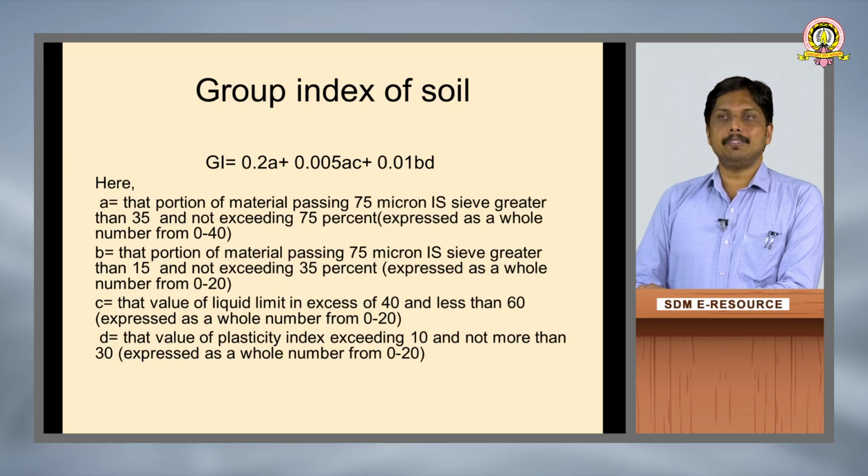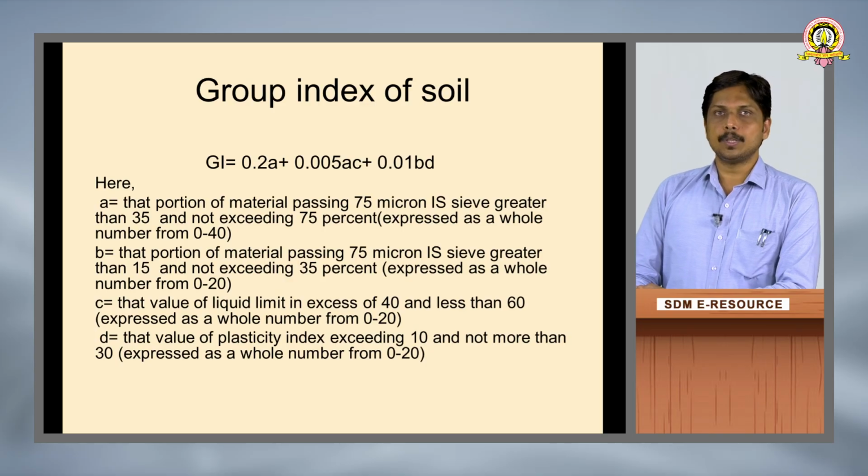And the value of B will be like this: that portion of material passing 75 micron IS sieve which is greater than 15 and not exceeding 35, which is expressed as a whole number between 0 to 20. Again, same thing: if the percentage passing 75 micron is 15, then the value of B will be equal to 0. If the percentage passing 75 micron is equal to 35, then the value of B will be equal to 20. Anywhere in between is to be expressed between the whole numbers 0 to 20.